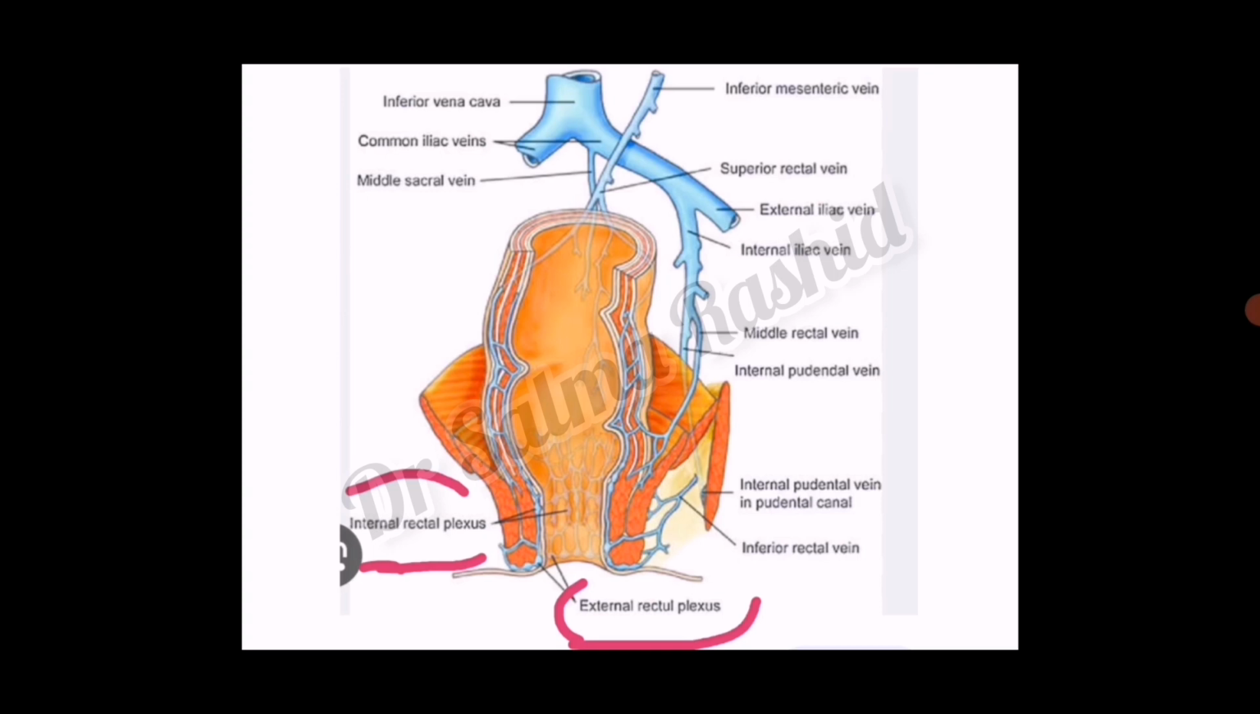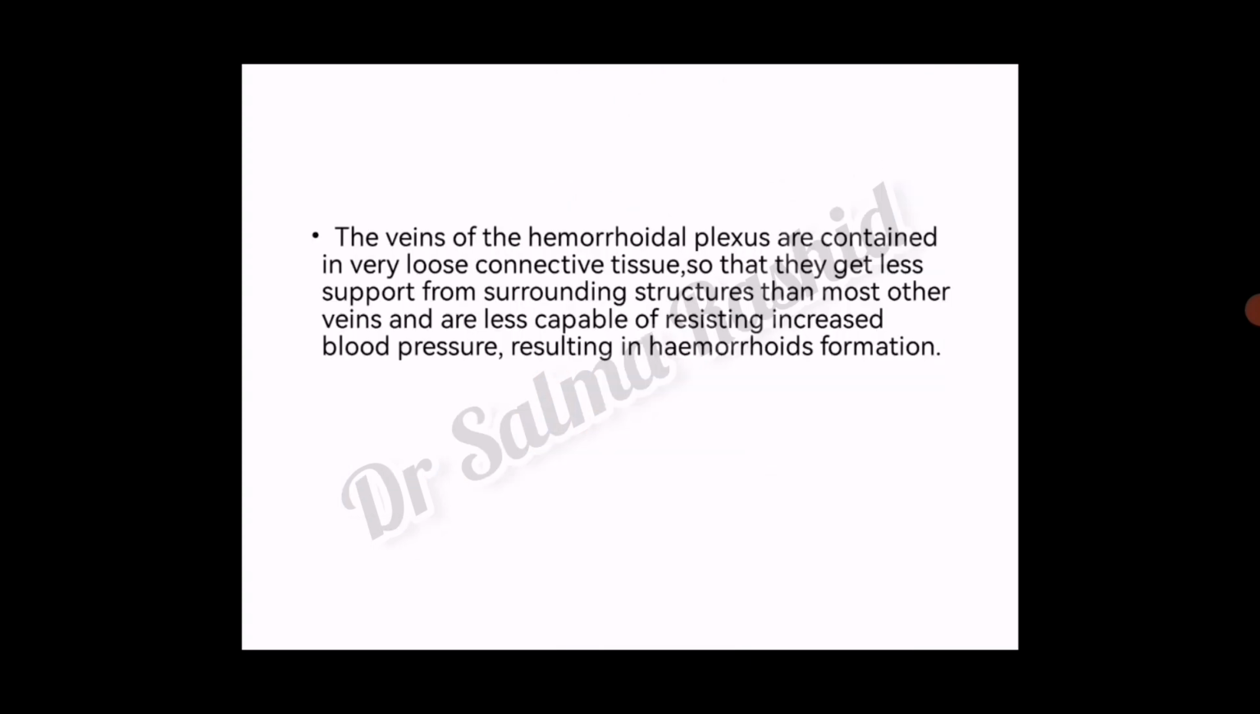This diagram shows the internal rectal plexus and the external rectal plexus. The veins of the hemorrhoidal or rectal plexus are contained in very loose connective tissue, so they get less support from surrounding structures than most other veins and are less capable of resisting increased blood pressure, resulting in hemorrhoid formation.